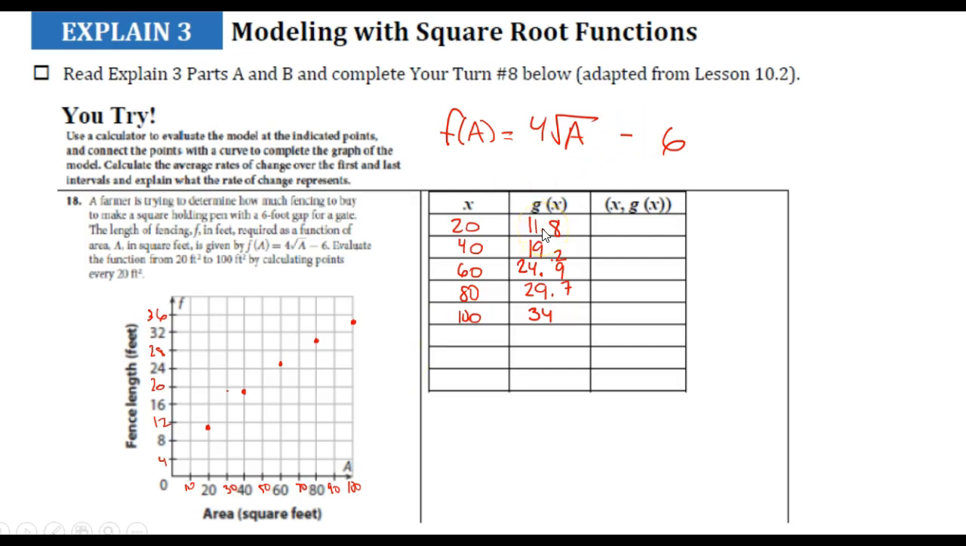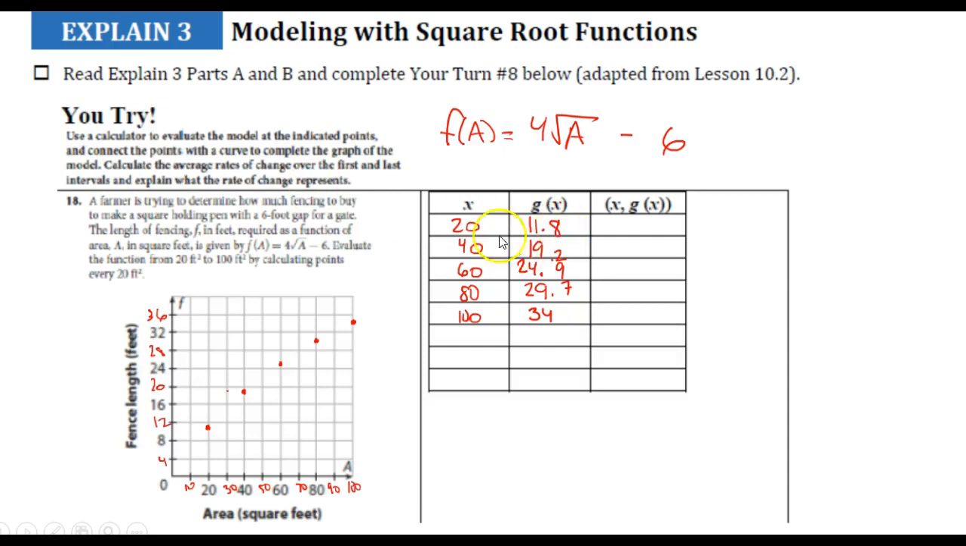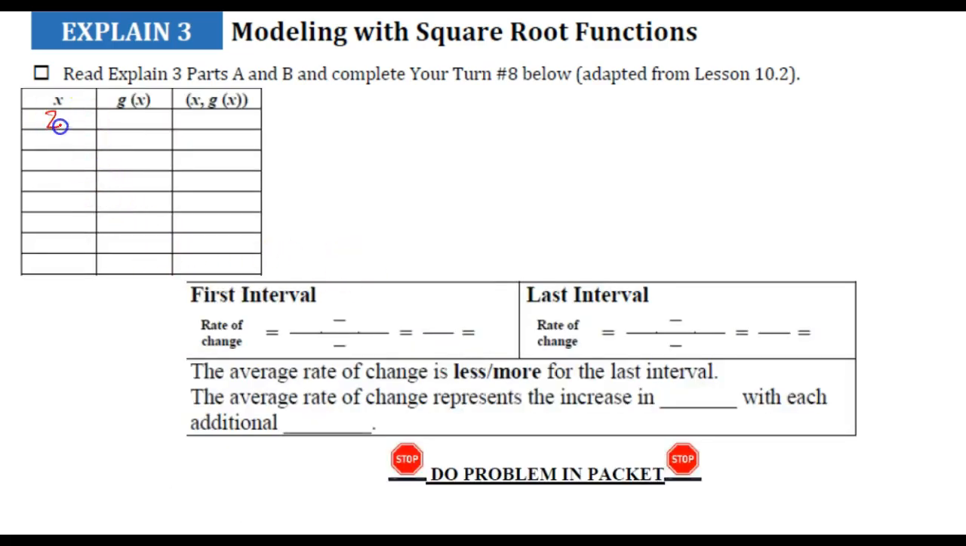On this next value, we're going to go ahead and calculate the average rate of change over the first and last interval. So here I'm going to copy down some of the values I got for my first interval and my last interval. So that would be 20, 40, and that was about 11.8 and 19.2. For our last interval, that would be about 80, 100, and the partners for that were about 29.7 and 34.